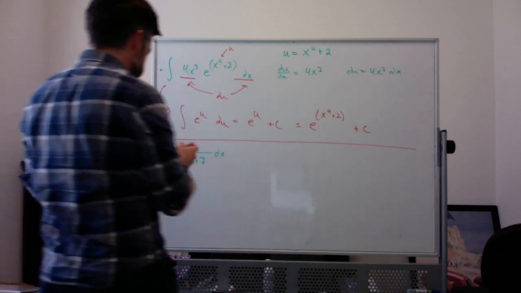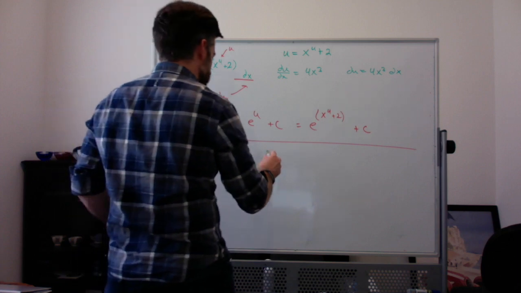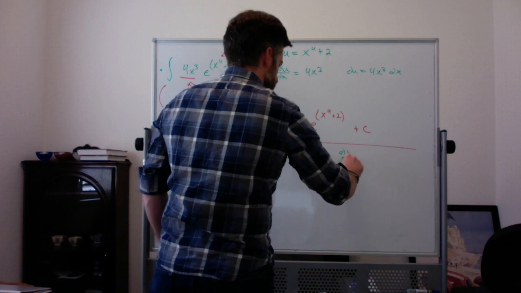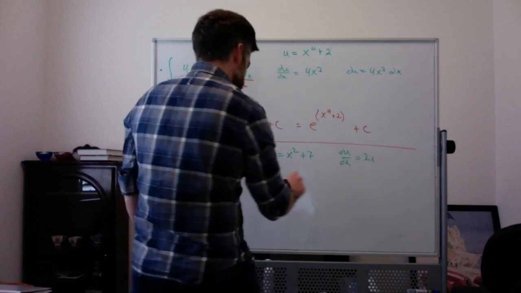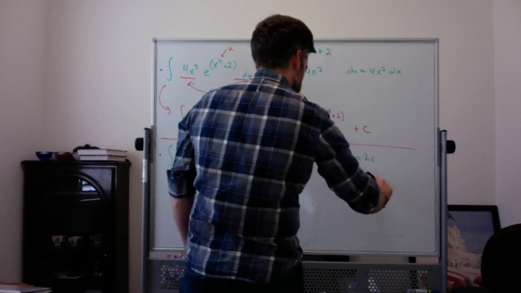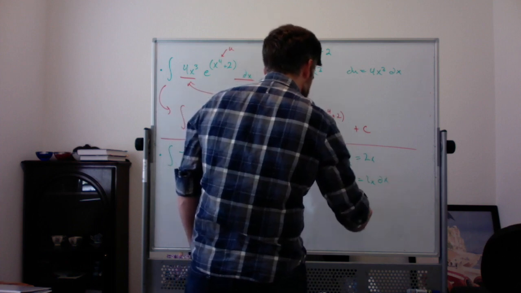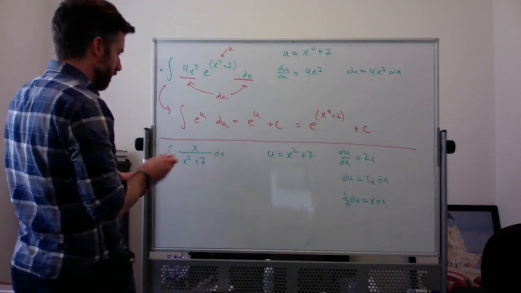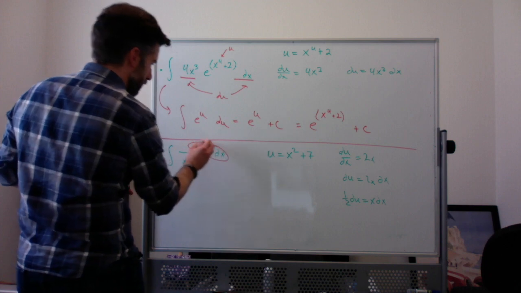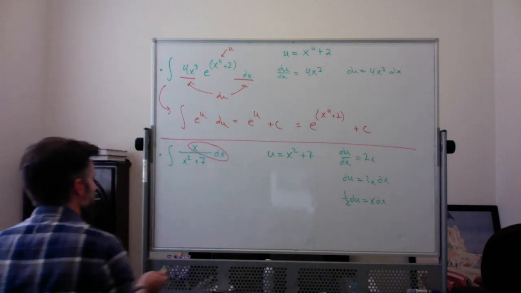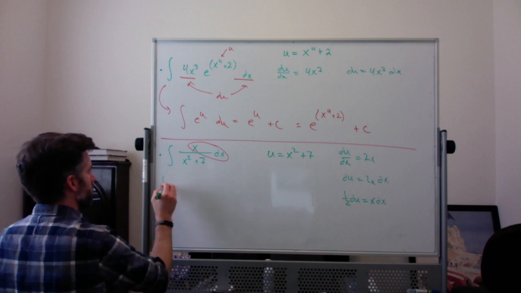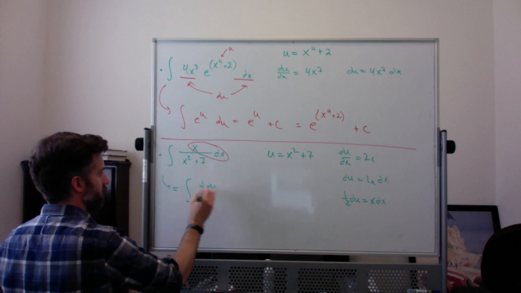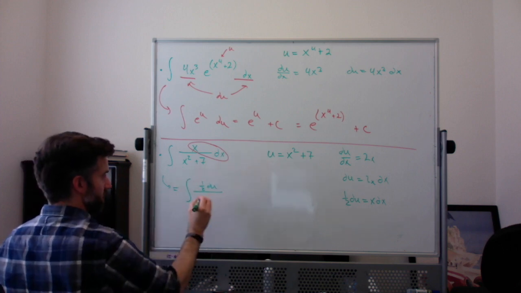All right, here's another one. Here we're going to let u equal the denominator. U is x squared plus 7. Du dx is 2x. Du is 2x dx. And 1/2 du is equal to x dx. And I exactly have an x dx. That's going to become 1/2 du. So I'm going to write this as the integral of that x dx is 1/2 du. The denominator is x squared plus 7, which is u.